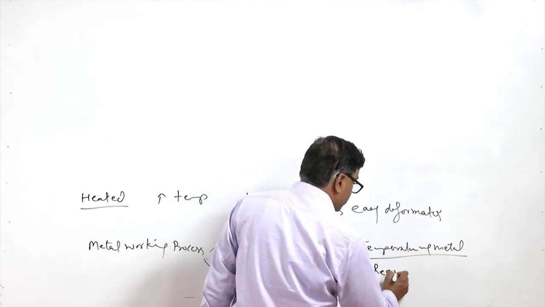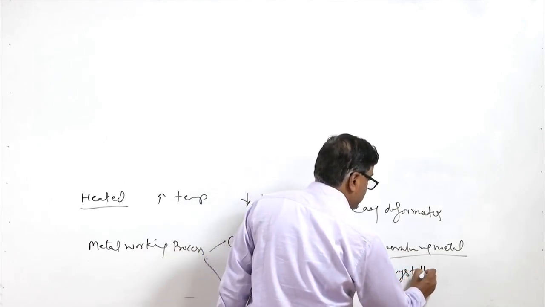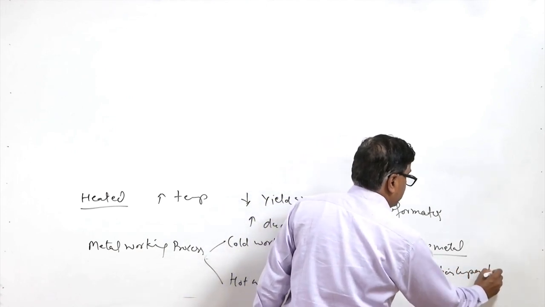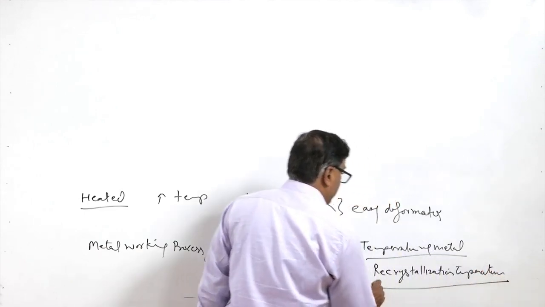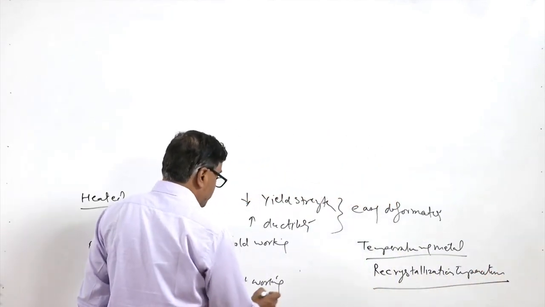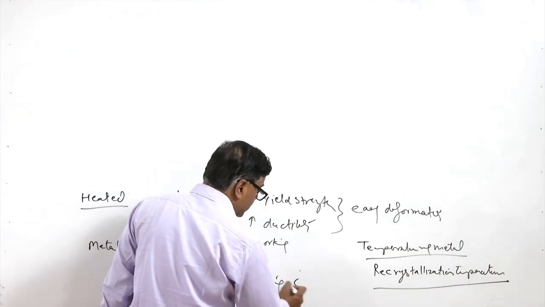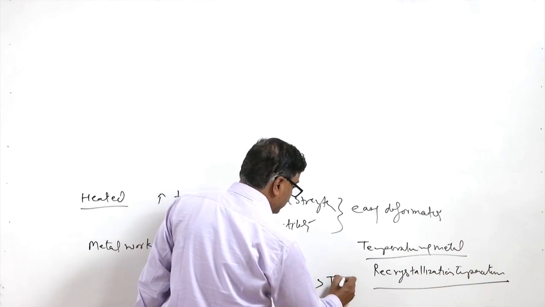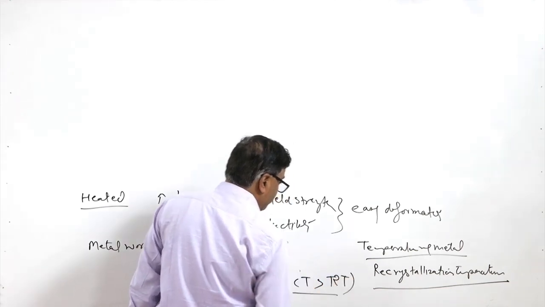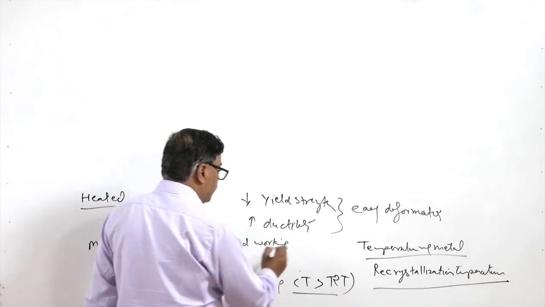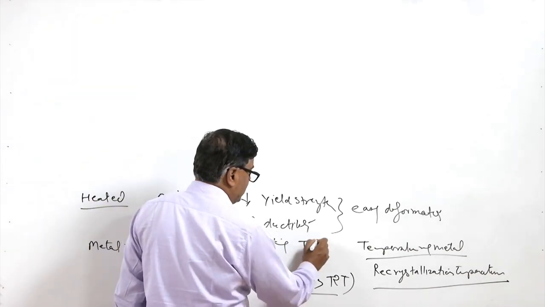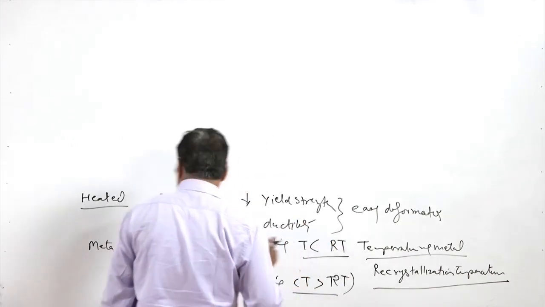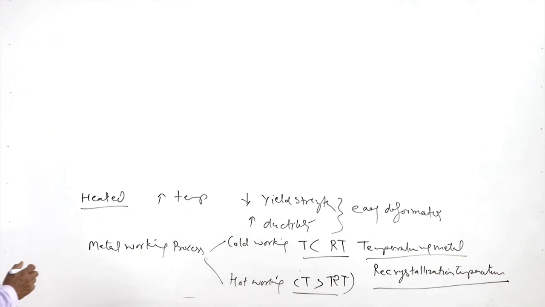particular temperature which is called recrystallization temperature. So, if the metal is deformed plastically above the recrystallization temperature, then the temperature is greater than the recrystallization temperature of the metal, while in case of the cold working, the temperature of the metal is less than the recrystallization temperature. So, what is the recrystallization temperature?